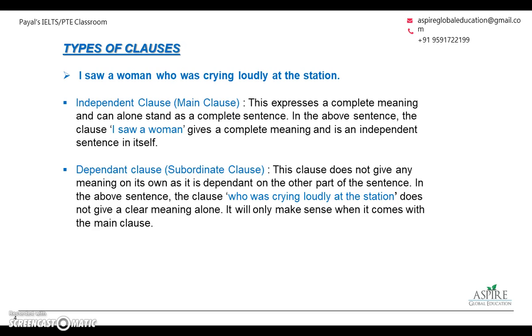Who was crying loudly at the station? This group of words has a subject and a predicate. So that's why it's a clause. But it does not make any sense alone. It can only make a meaningful sentence when it comes with a main clause. Therefore, this is called a dependent clause or a subordinate clause.